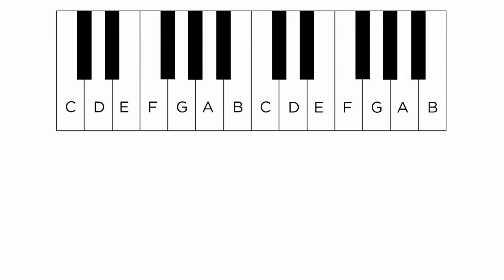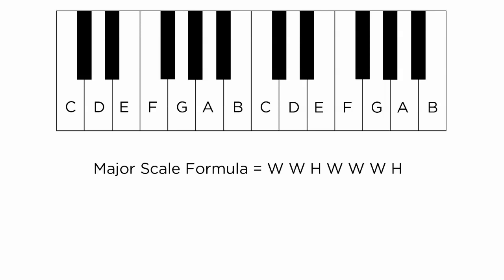And in the first video, we learned that the distance between one key or one fret is called a half step, and the distance between two keys or two frets is called a whole step. So the formula for a major scale is whole step, half step, whole step, whole step, whole step, half step.